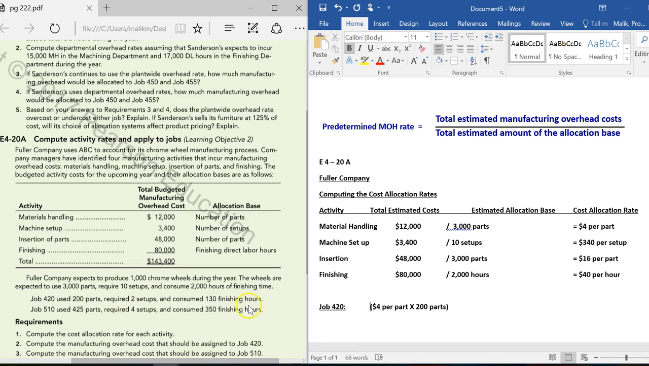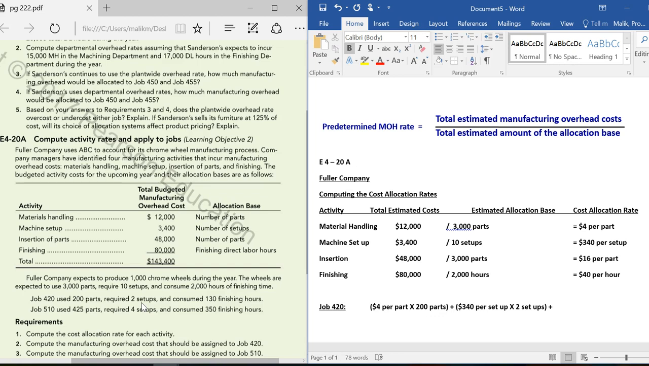$340 multiplied by 2. So now we are adding their machine setup cost, and the rate is $340 per setup, and we will multiply their actual number of setups. For job 420 they had 2 setups. Right, this is how we got our machine setup costs.